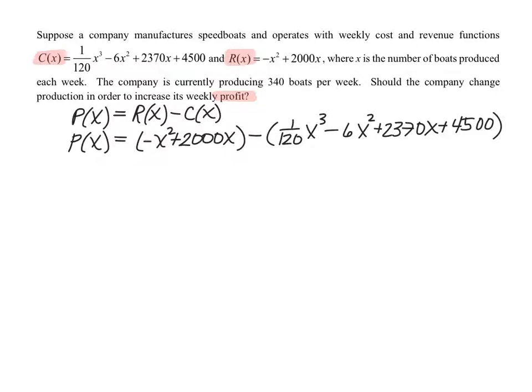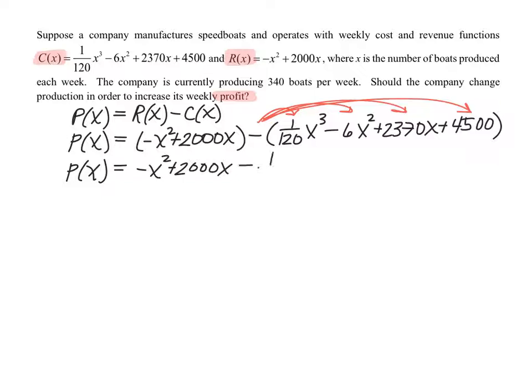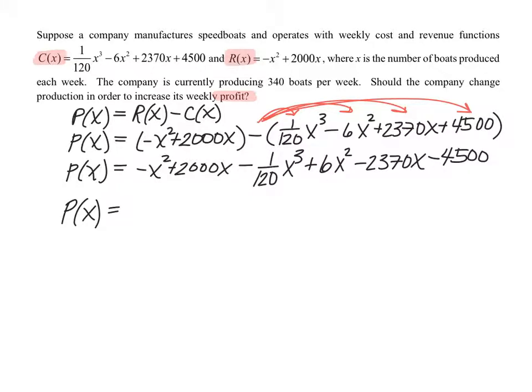I'm talking about this negative; we're treating this like a -1. It will need to get distributed throughout the cost function. So let's do that now and distribute that negative, and then we will combine like terms. So negative x squared plus 2000x minus 1/120 x cubed plus 6x squared minus 2370x minus 4500. Combining like terms will give us a nice simplified profit function.